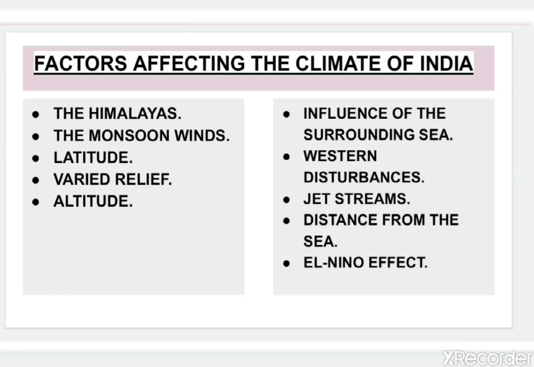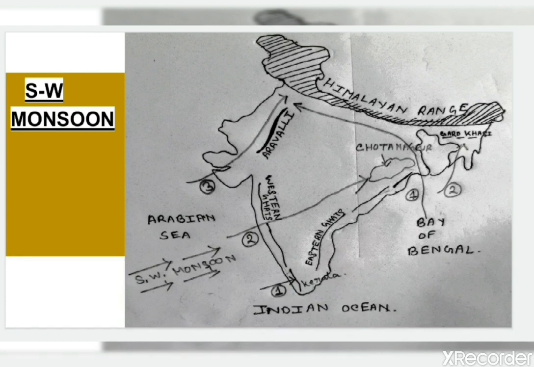In this part of the video, we will learn about the factors which affect the climate of India. Our first point is the Himalayas. So let's see one map so that you can understand. Okay, this is a map of the southwest monsoon.